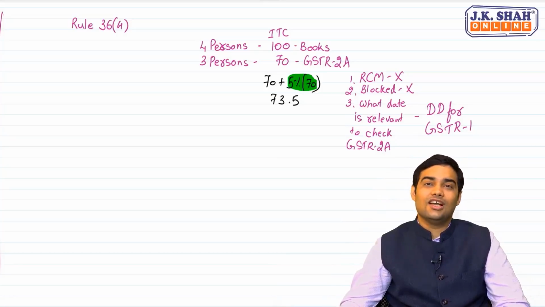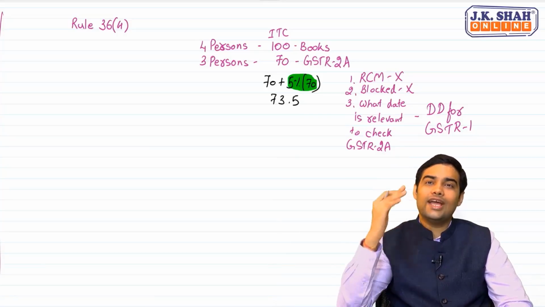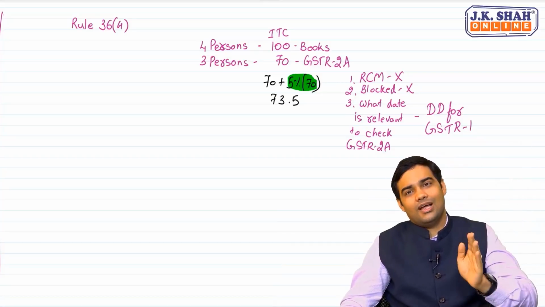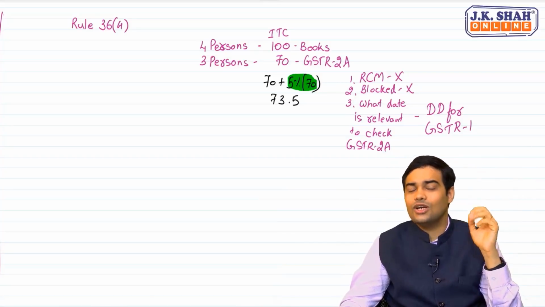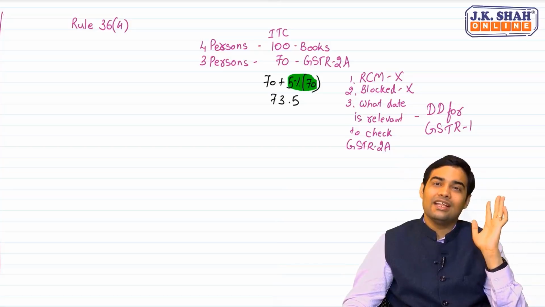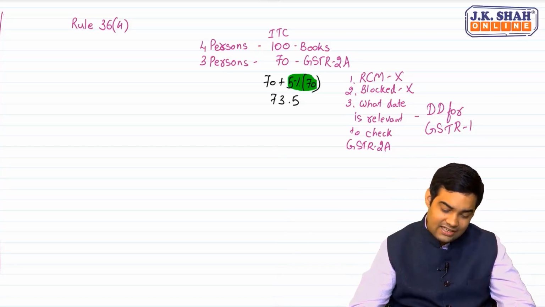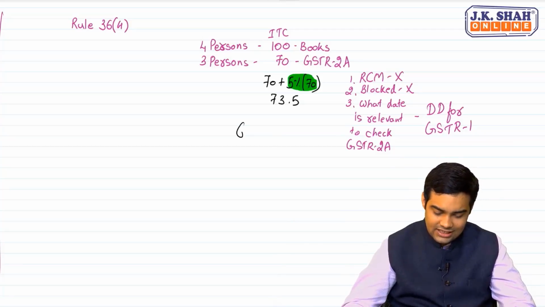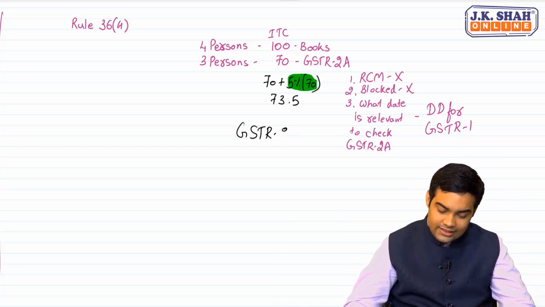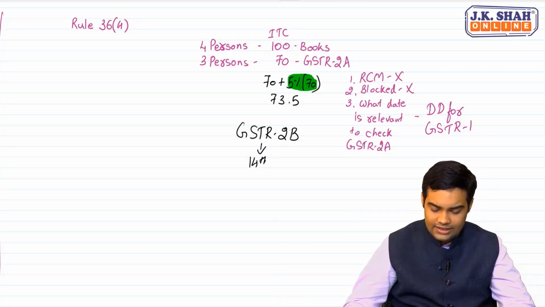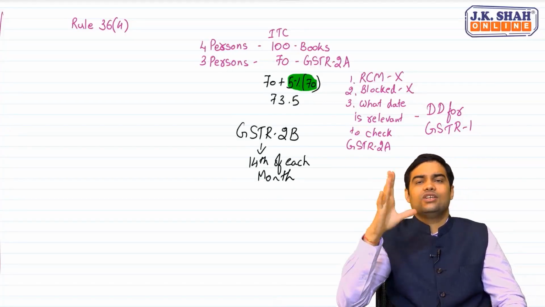It was causing a lot of difficulty because 2A kept changing. The moment my supplier uploaded, 2A changed. So it was causing a lot of difficulty. Then, what is applicable for your exams is they introduced a new form called GSTR2B. Now this GSTR2B gets generated on 14th of each month. Obviously the due date can be extended, but on 14th each month you will receive GSTR2B.